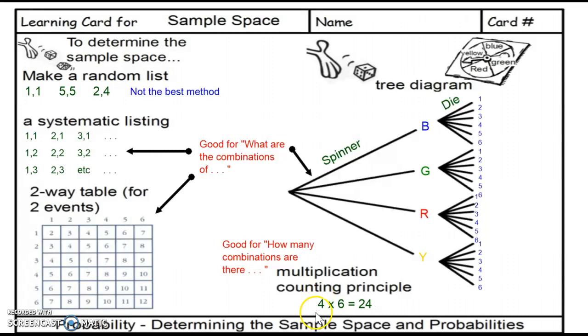So in this case, there are 4 outcomes for the spinner, blue, green, red, and yellow, and there are 6 outcomes for rolling a die, 1, 2, 3, 4, 5, or 6. If I multiply those together, I get 24. And that tells me that there are 24 different outcomes. So 24 different combinations that I have here.